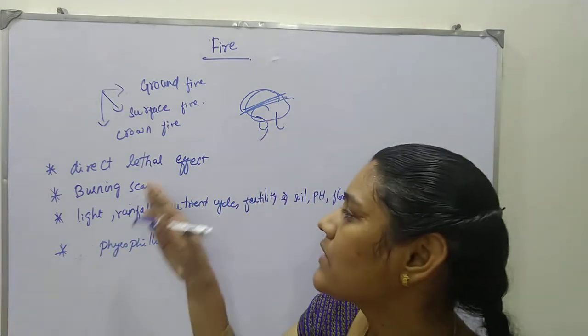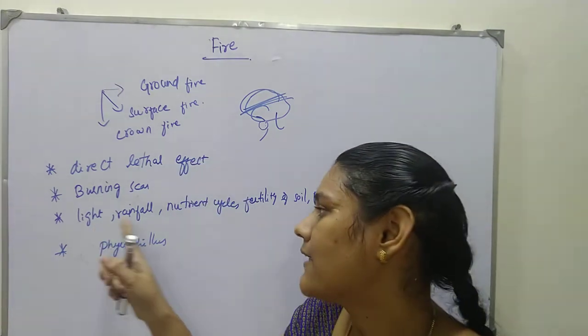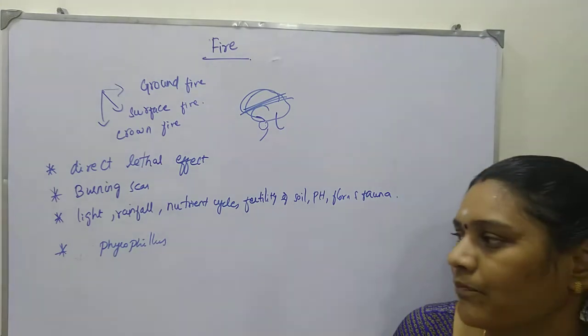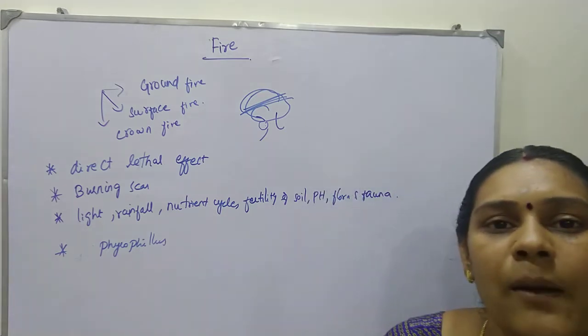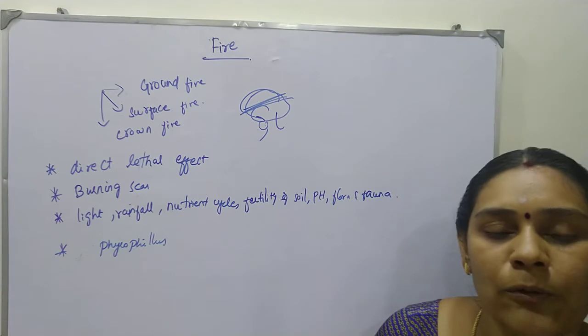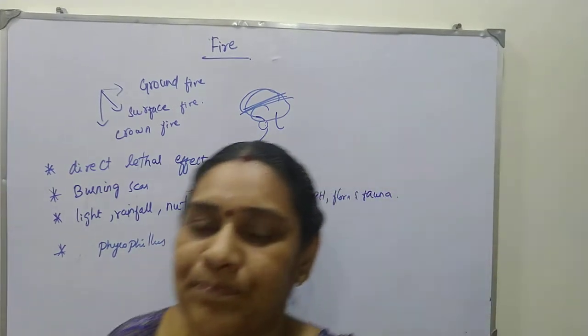Also, fire causes changes or alterations in light, rainfall, nutrient cycle, fertility of the soil, pH, flora and fauna. A plant or fungus which grows in an already burnt area is called pyrophilous. Example, Pyronema confluens. Okay, this is about fire.